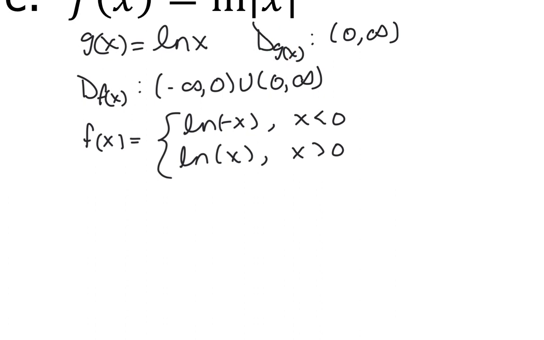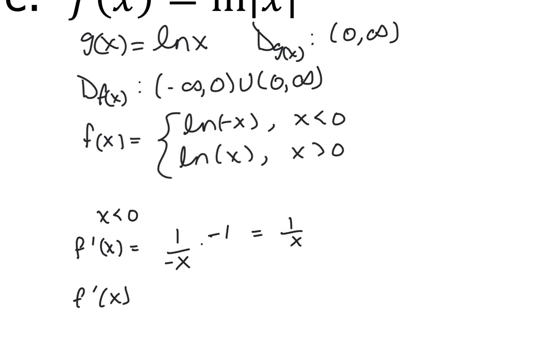So I'm going to do first when x is less than 0. F prime of x is going to be equal to -1 over x. Actually, it's going to be 1 over x times its derivative, which is -1. So it's just going to be 1 over x. Then f prime of x when x is greater than 0 is just going to be 1 over x multiplied by 1, which is 1 over x. So the only thing we have to worry about is when x is 0.